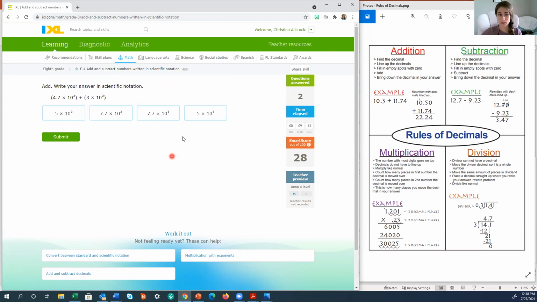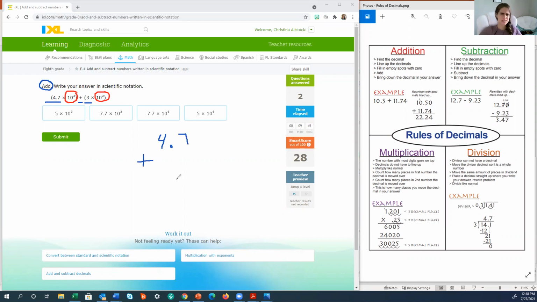First things first, remember we have to make sure what is the same? Our exponent. And it looks like they are. They're both times 10 to the 3rd, so I'm good to go. Which means we just need to add our values in front because this one is an addition problem. 4 7/10 plus 3.